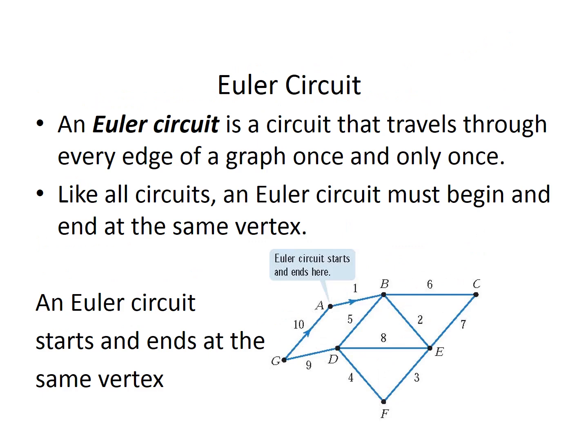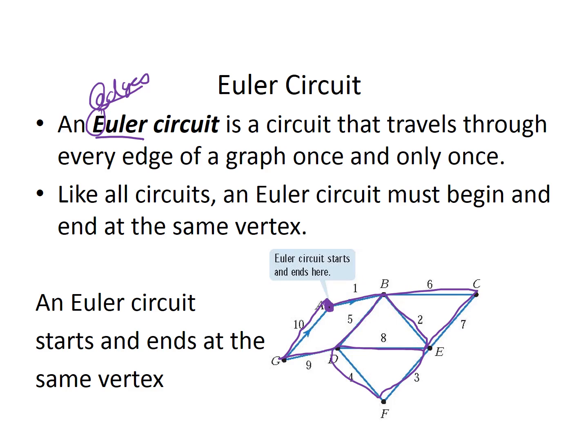An Euler circuit, just like the Euler path, has to travel through each edge of a graph once and only once. That is, Euler has to do with edges. All right, you can kind of remember the E with the E. It has to travel through each edge once and only once, but since it's a circuit, it's going to have to start and end at the same vertex. So here is one that starts at A, and they're labeled again 1, 2, 3, 4, 5, 6, 7, 8, 9, 10, and we've traced every edge exactly once, and it started and ended at A.